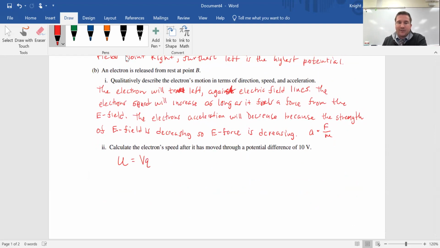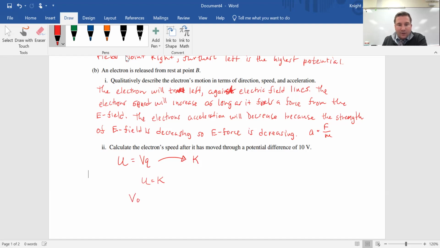We know the potential difference is 10 volts, so we have something to plug in for V. That is the potential energy, right? This is electric potential energy. That is going to be converted into kinetic energy as our particle moves through that potential difference. So we're basically going to U equals K, right? Potential energy equals kinetic energy.